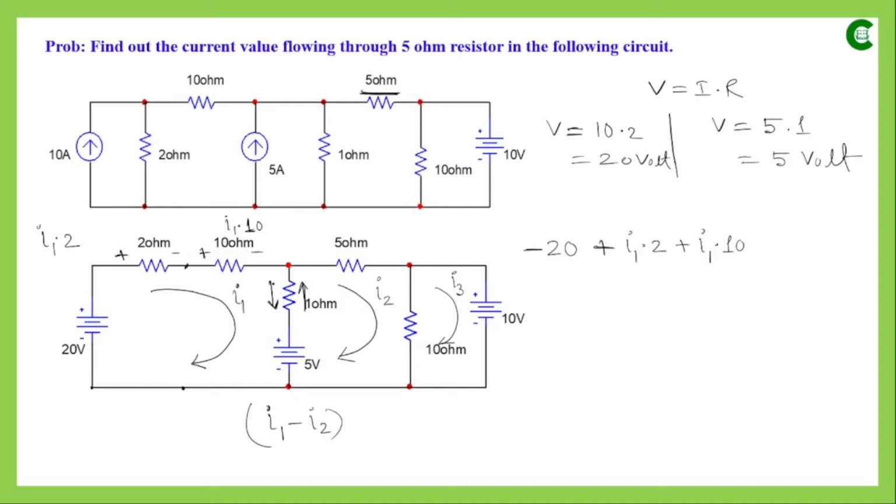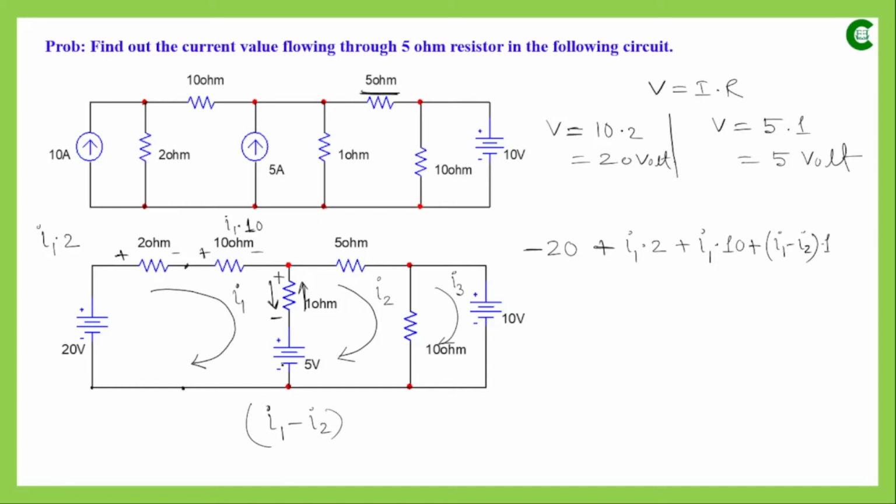Now, since the resultant current will be I1 minus I2, with respect to that, the voltage drop across this 1 ohm resistance will be such that this end is at higher potential and this end is at lower potential. So the voltage drop written for this 1 ohm resistance will be the current value, which is I1 minus I2, multiplied by the resistance value.